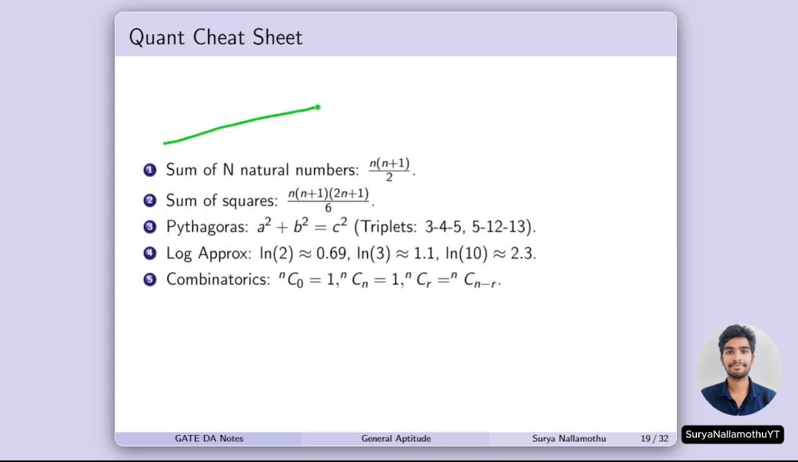And here is the cheat sheet for quantitative aptitude. The sum of n natural numbers is n into n plus 1 by 2. The sum of the squares is n into n plus 1 into 2n plus 1 by 6. This is the formula for the Pythagoras theorem. The triplets we have are 3, 4, 5 and 5, 12, 13. There is a relation between Pythagoras and the triplets. And log approximation: log 2 value is 0.69, log 3 value is 1.10, and log 10 value is 2.3. Combinations' simple properties are nC0 is equal to 1, nC1 is equal to n, nCr is equal to nC(n minus r).